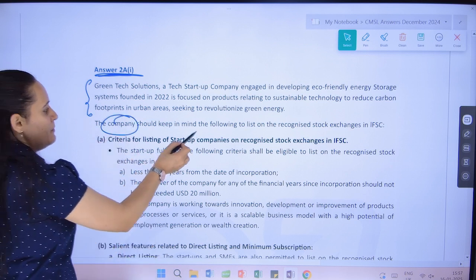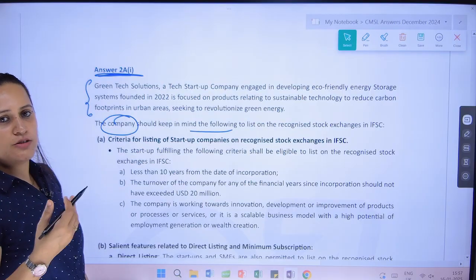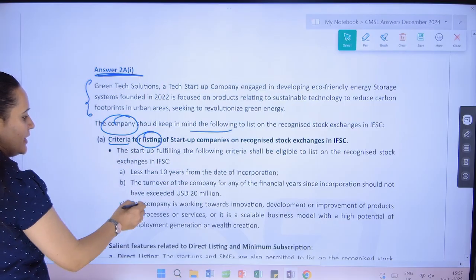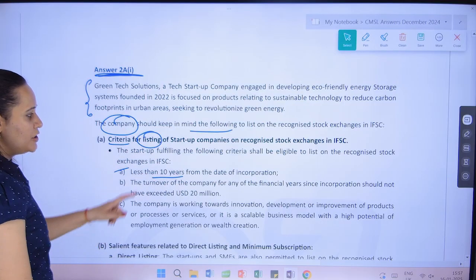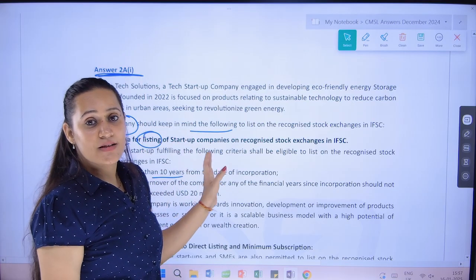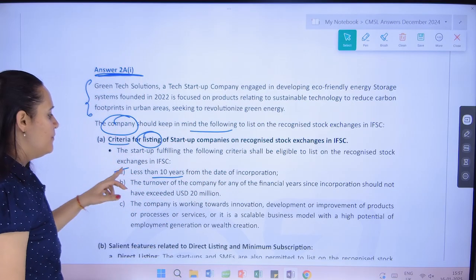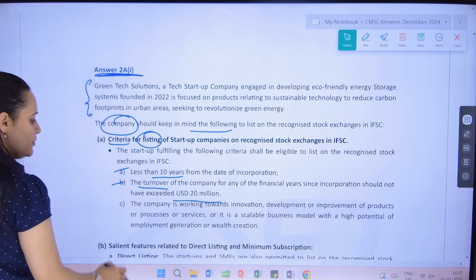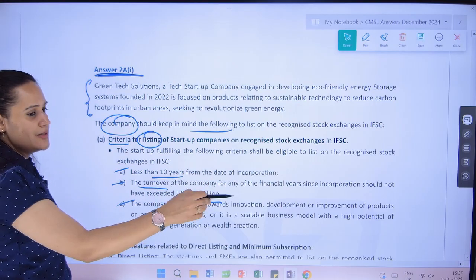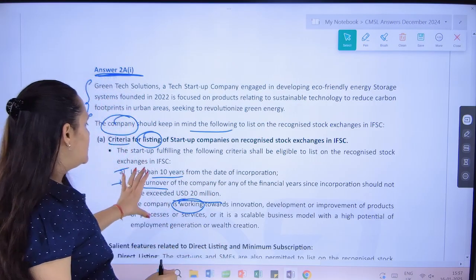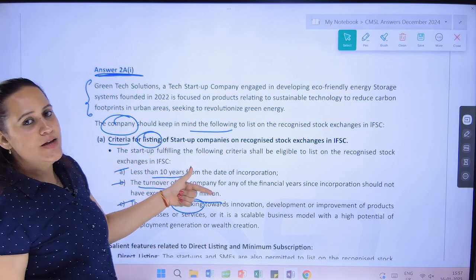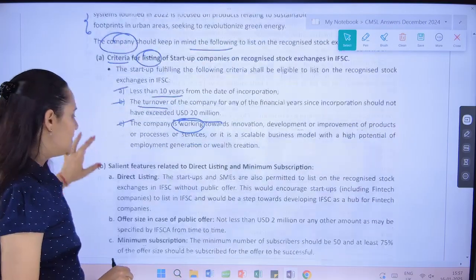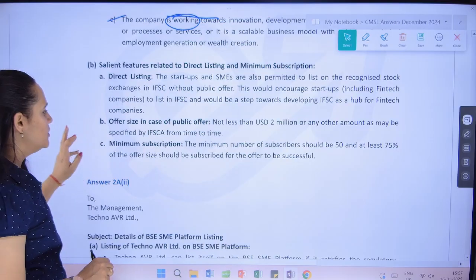The company now should keep in mind the following when it is going to list itself on the stock exchange in the International Financial Service Center. Give the criteria for listing. What is the criteria? Less than 10 years from the date of incorporation, because it wants to list itself as a startup company. Turnover should not be more than USD 20 million. The company is working towards innovation, etc., to be classified as a startup. If these criteria are fulfilled, then it can get recognition as a startup on the stock exchange under the International Financial Service Center.